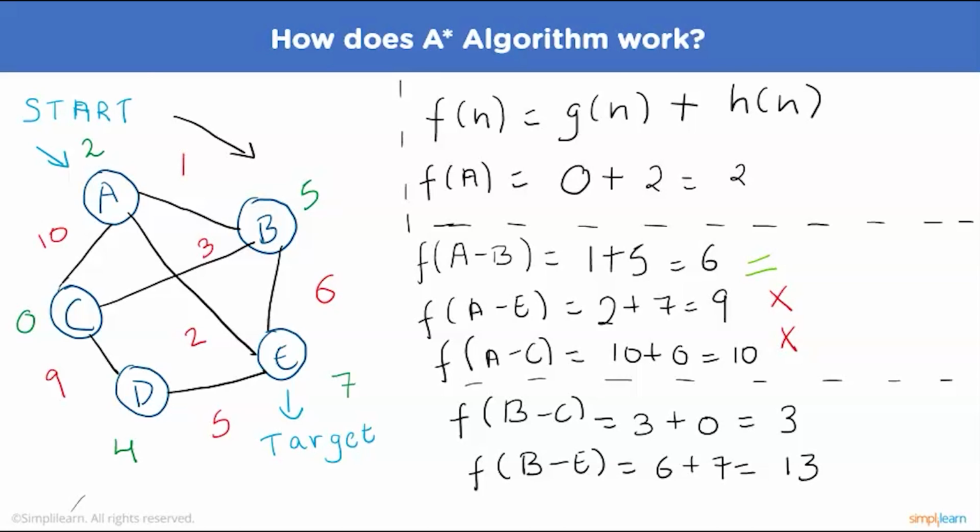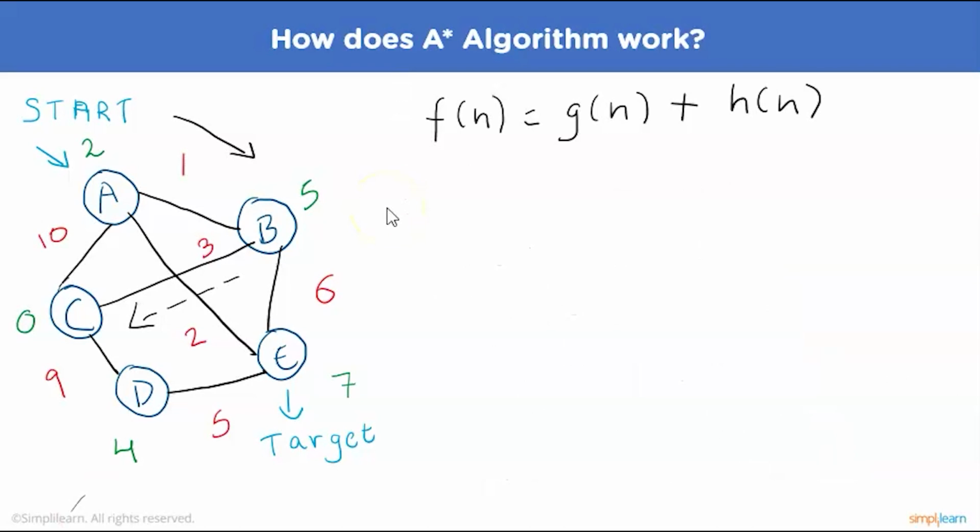So again, as you can see, this is the correct path to be taken. And we are not going to be taking this path because its value is way too high. So the next path that we're going to be taking is this path, B to C. So now we're at node C.